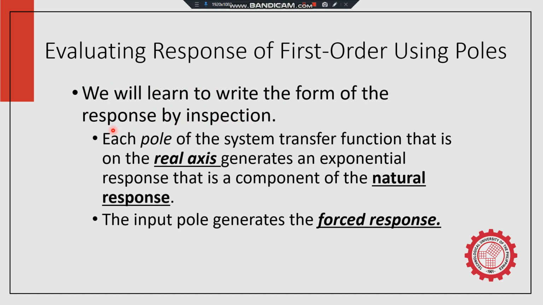Each pole of the system transfer function that is on the real axis generates an exponential response that is a component of the natural response. And the input pole generates the forced response. I hope you could still imagine this as we have discussed this in topic 2.